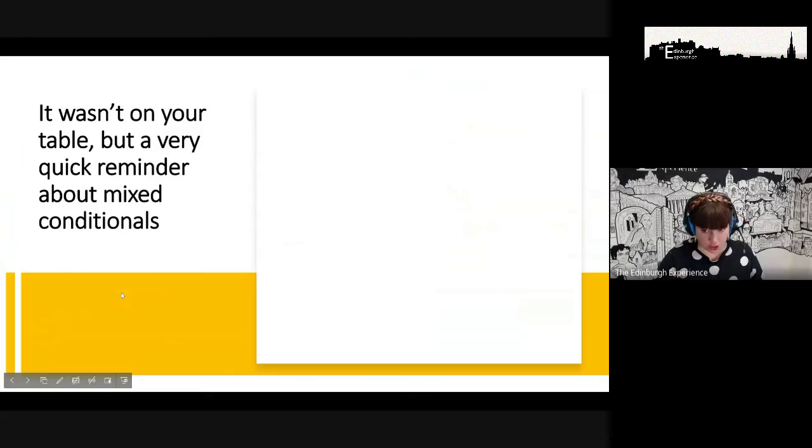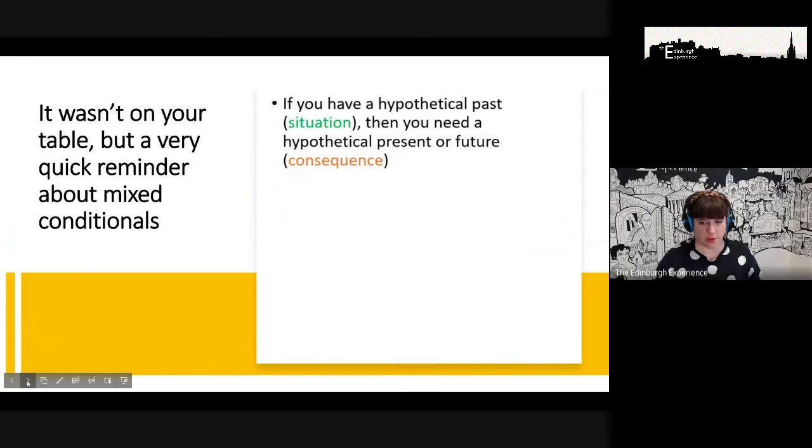It wasn't on your table, but I just want to very quickly remind you about how we use our mixed conditionals that we spoke about a couple of weeks ago. So remember that the basic logic for a mixed conditional is if you have a hypothetical past situation, then you need to have a hypothetical present or future consequence. So what that meant was that we mix third and second conditionals in order to express that.